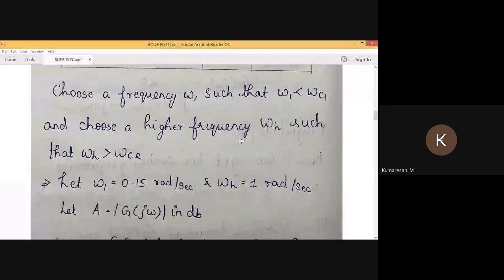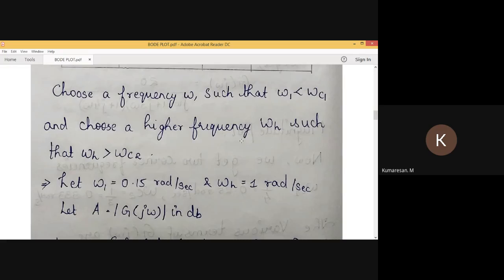Let me choose the lesser corner frequency 0.25. So below 0.25 we can take 0.15 radian per second. The higher frequency we got is 0.33, so from the higher frequency we have to choose a value greater than it. It's called 1 radian per second.